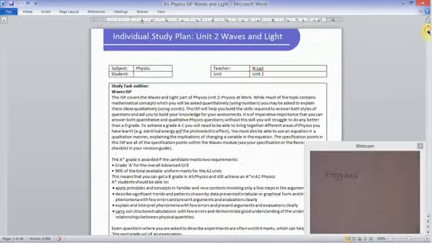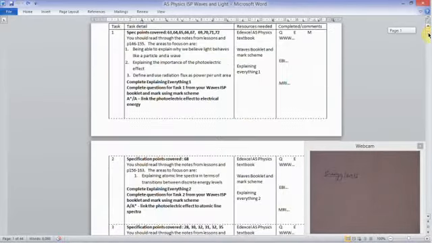Okay, so today I'm going through ISP task 2 on waves and light, which, if we scroll down, is talking about energy levels, essentially line spectra, and a transition between discrete energy levels, and we need to get our head around that idea. So let's jump straight in with the Explaining Everything task.